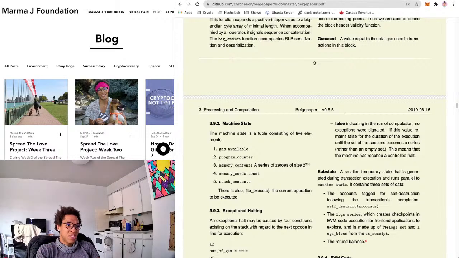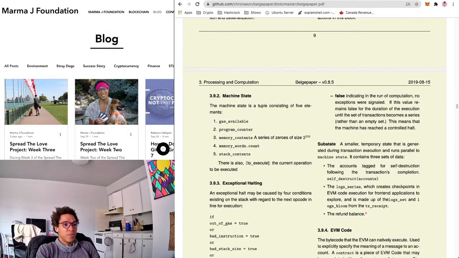Machine state. The machine state is a tuple consisting of 5 elements: the gas available, program counter, memory contents, active number of words in memory, and stack contents. There's also the check on whether the current operation can be executed. Okay, so it goes through each operation one at a time. Makes sense.